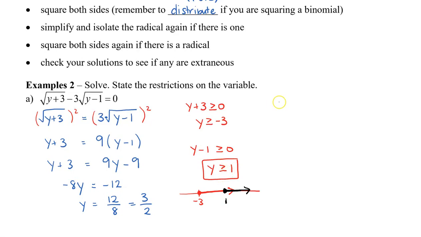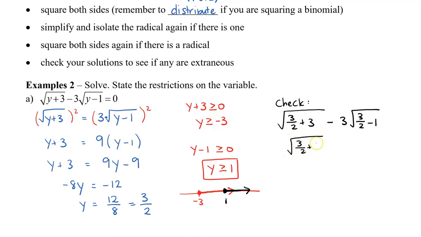All right, let's do a check with our solution. So 3 over 2 is greater than 1. So we're going to put 3 over 2 plus 3, and then minus 3 times the square root of 3 over 2 minus 1. So inside the first radical, we're going to get a common denominator. So that's going to be 6 over 2 minus 3. In the second radical, we'll get a common denominator 2.